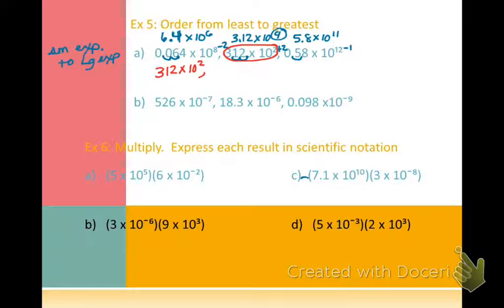And then my second smallest exponent happens to be 6. So I'm going to write this one down. So it's going to be 0.064 times 10 to the 8th. And then lastly would be 0.58 or 58 hundredths times 10 to the 12th.